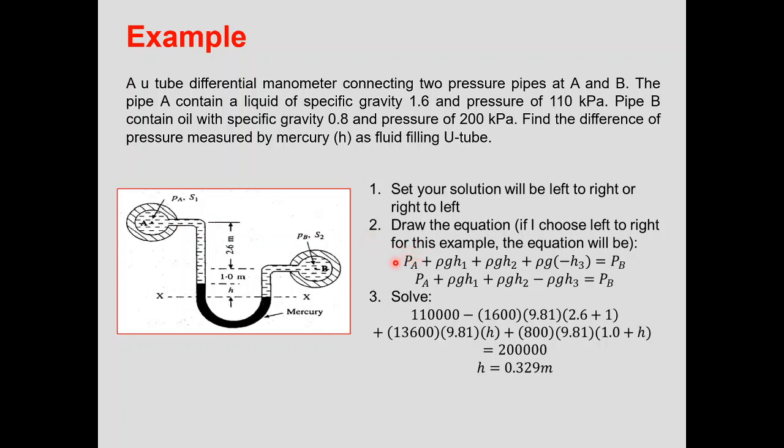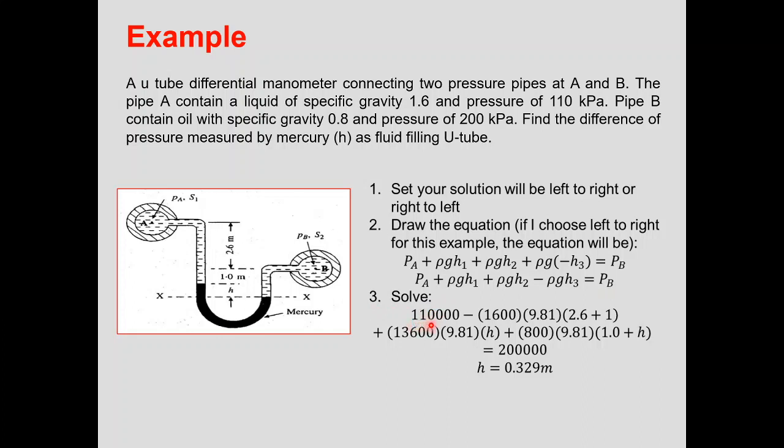Okay, so if I choose from point A to point B, or left to right, the equation becomes PA plus rho g h1 plus rho g h2 plus rho g h3. For the first fluid, the second point is lower than the first point, so it is positive. For the second fluid, the second point is still below the first point, so it is positive. But for the third fluid, the second location is higher than the first location, so it is negative. So again, we rewrite the equation become PA plus rho g h1 plus rho g h2 minus rho g h3 equal to PB. Solve the equation.